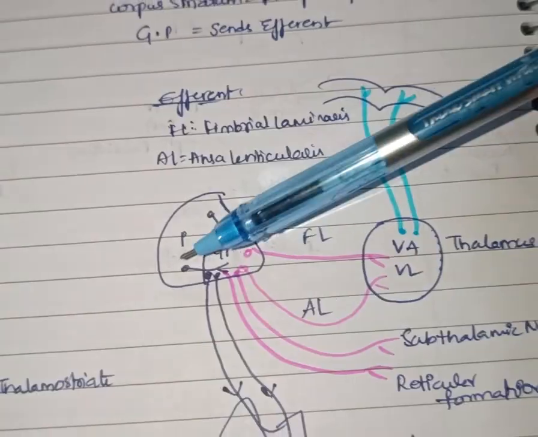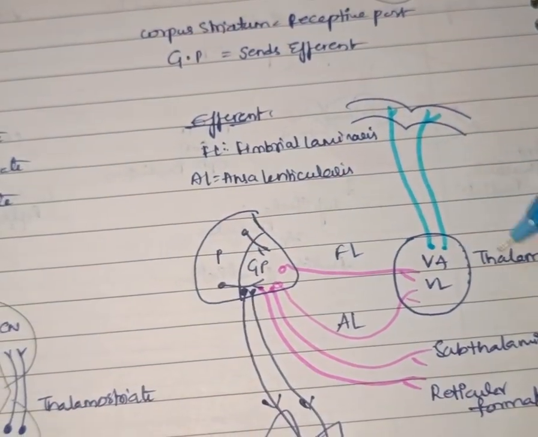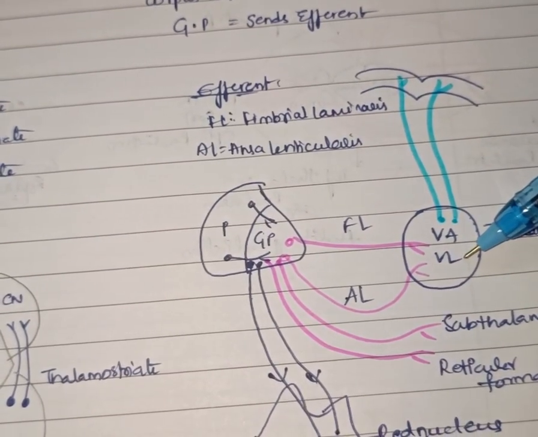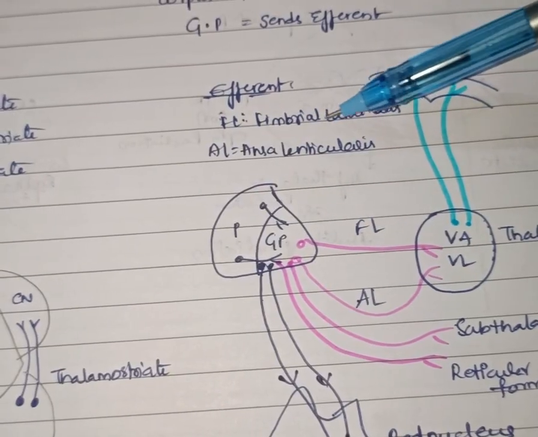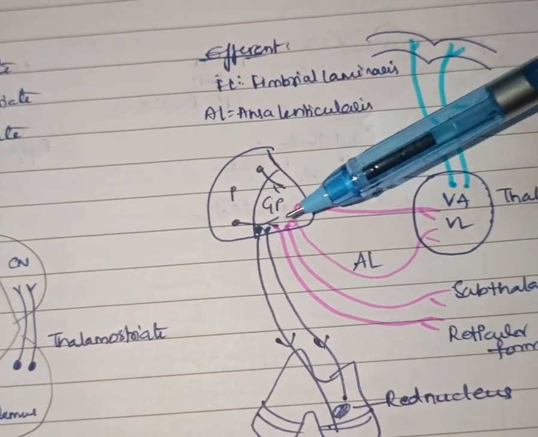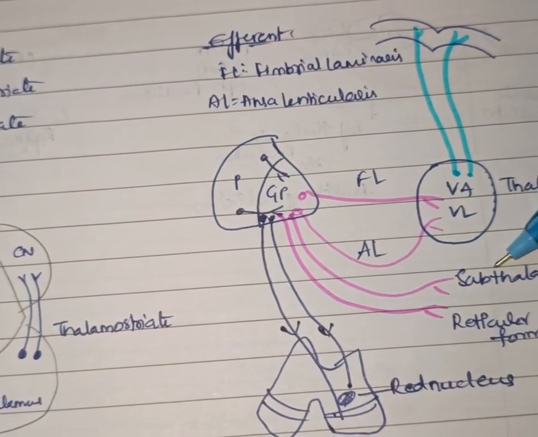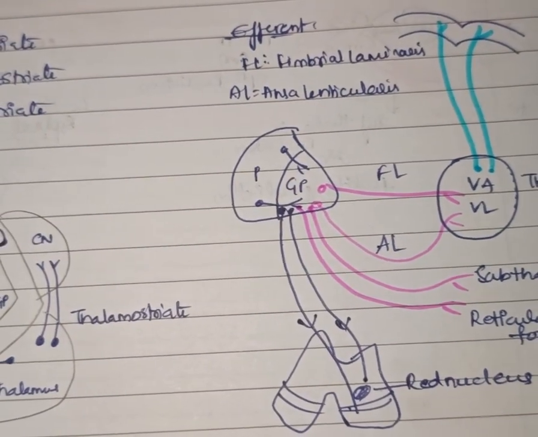Coming to the efferent, all the efferent fibers pass through the globus pallidus and leave to the thalamus, that is ventro-anterior and ventrolateral parts of the thalamus nuclei. And other fibers like fasciculus lenticularis and ansa lenticularis. Some fibers to the subthalamic nuclei. Some fibers to the reticular formation. And some to the red nucleus present in the midbrain.